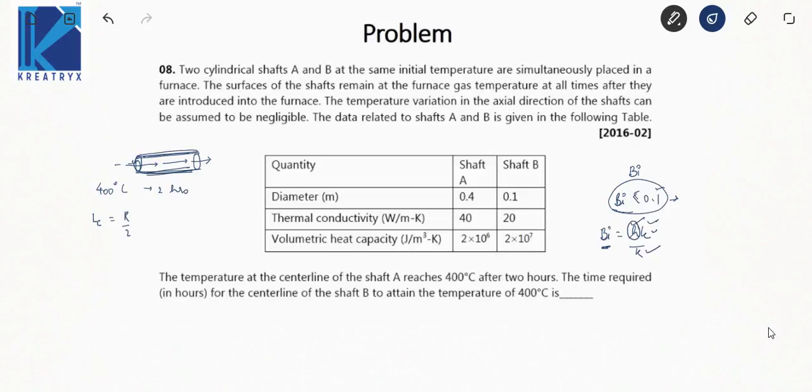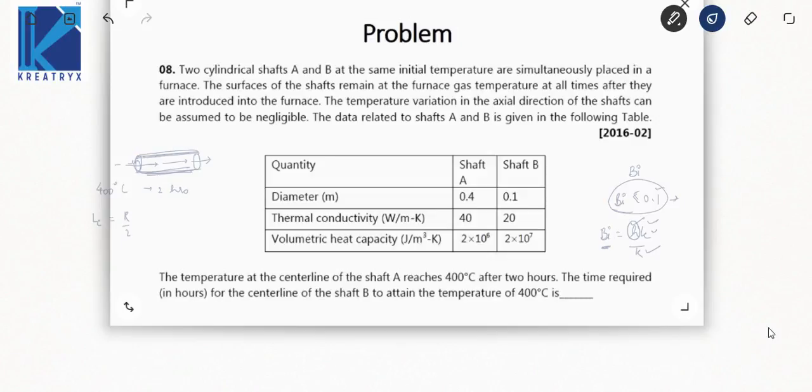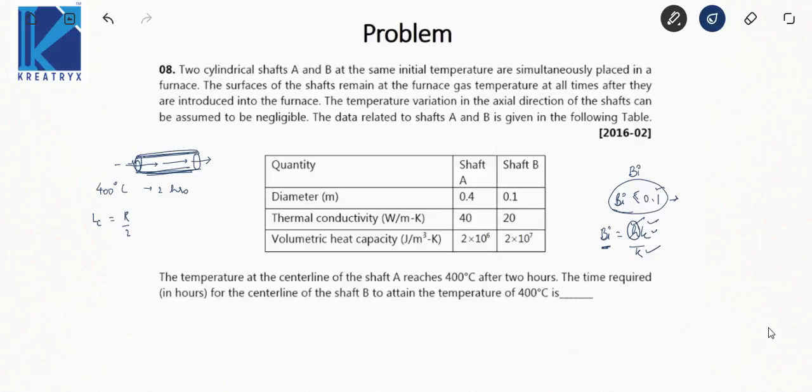Also, from the language of the question we can see that the temperature gradients in this direction, this direction, this direction do exist, because the temperature at the center line of the shaft A reaches 400 degrees Celsius after 2 hours. So it takes some time to reach 400 degrees Celsius. Okay, so we cannot apply lumped system analysis here. Now what to do?